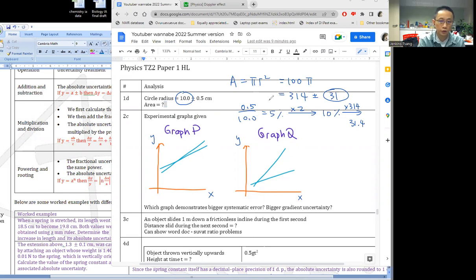And then rounding the uncertainty to the same decimal place precision as the area itself allows you to conclude that the best way to report the area is 314 plus or minus 31 cm squared. So choice D being the correct answer.